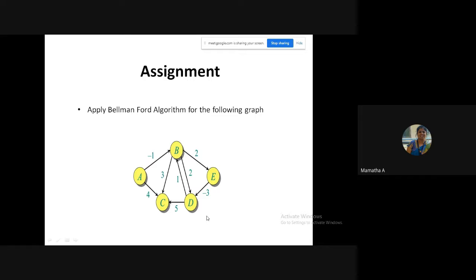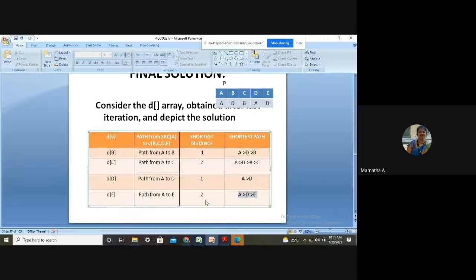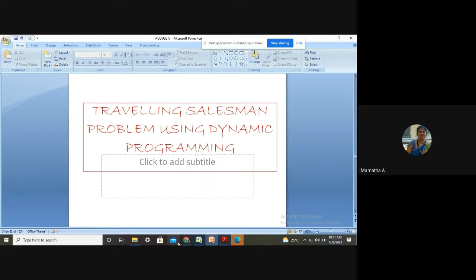Otherwise, I'll do one thing. Into this, you can take up the examination question paper itself. I'll just show you that.